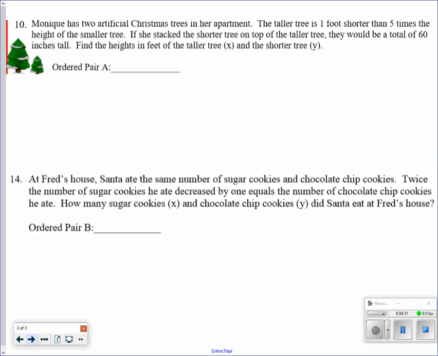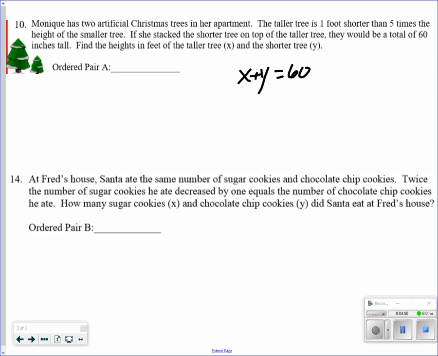And so Monique has 2 artificial Christmas trees in her apartment. The taller tree is 1 foot shorter than 5 times the height of the smaller tree. If she stacked the shorter tree on top of the taller tree, it's 60 inches. So again, we got a total of 60 inches. So x plus y is 60.